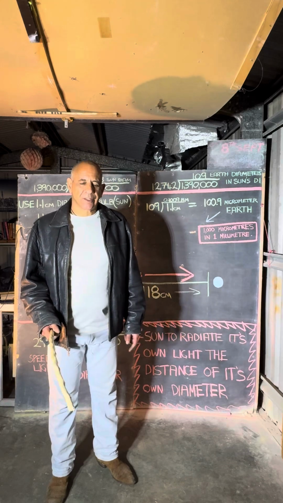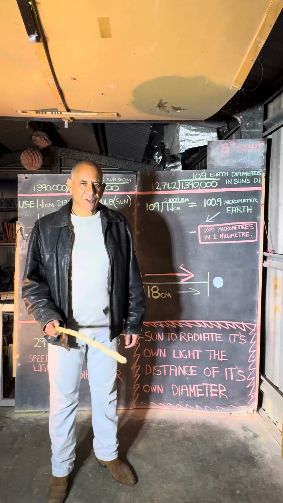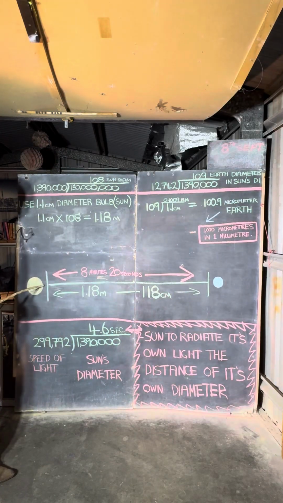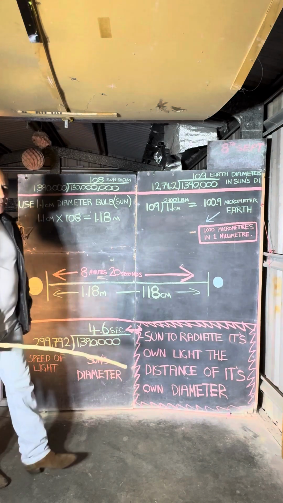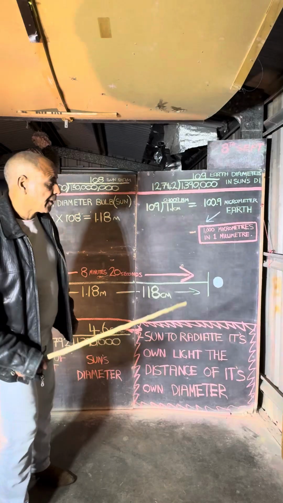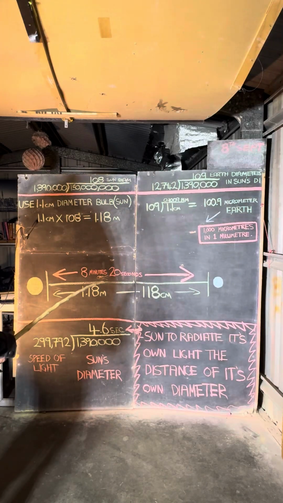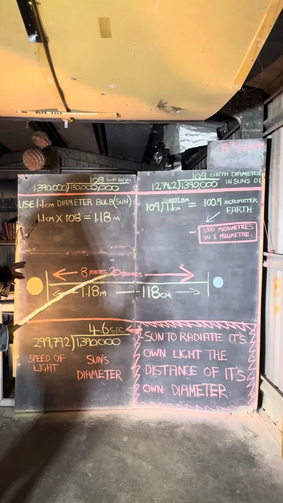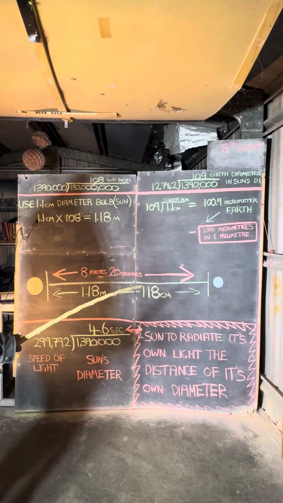The sun taking 4.6 seconds to radiate light the distance of its diameter. From there to about there, 4.6 seconds. 1, 2, 3, 4.6 seconds. You know what I'm saying? It is an absurdity, okay? Now, I've done this before, but this is a different version, a different angle, okay?